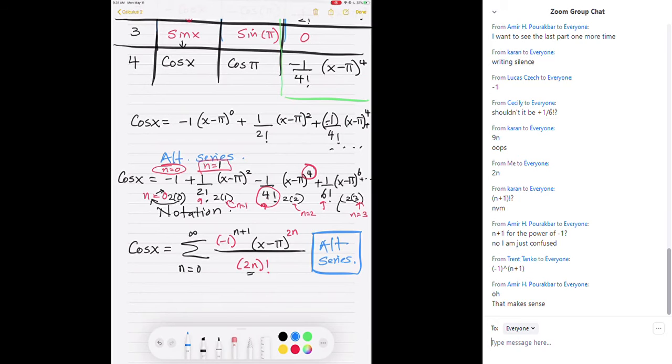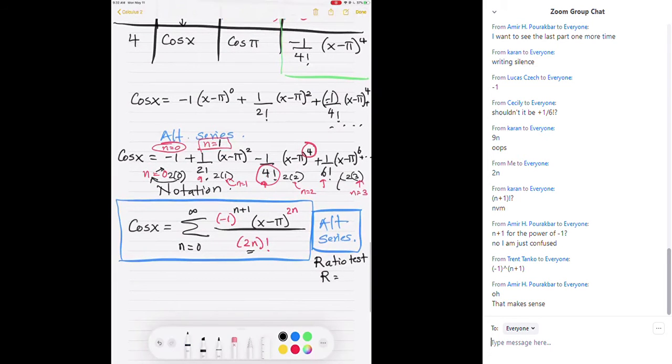Because we're going to use this. I'm going to build off on this one. So this is cosine x. You want to know the radius of convergence? You're going to do the ratio test, which I'm going to leave to you. But I can give it to you right now that your R will be infinity. Very important. So it works for all values of x. Oh, we did not know that.